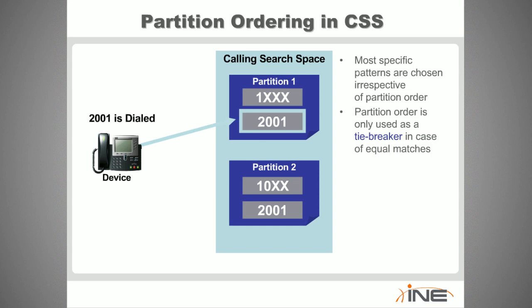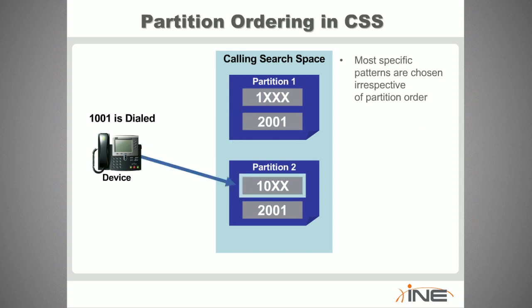Okay, so 2001 is dialed. Now we actually have a tie. So partition order is used, but only as a tiebreaker in the case of equal matches. Here we have 2001 down here in partition 2 and 2001. In the last slide, if we go back, we did have 1XXX, which would match 1001, but 10XX is a little bit longer. There's only 100 potential matches here. Here there are 1,000 potential matches.